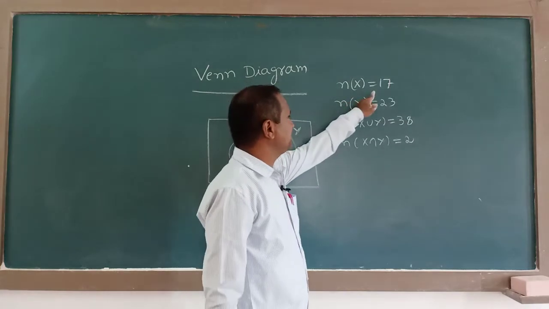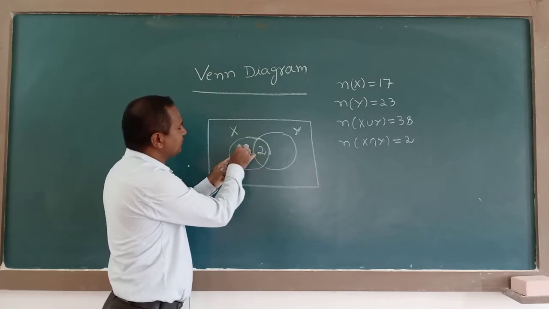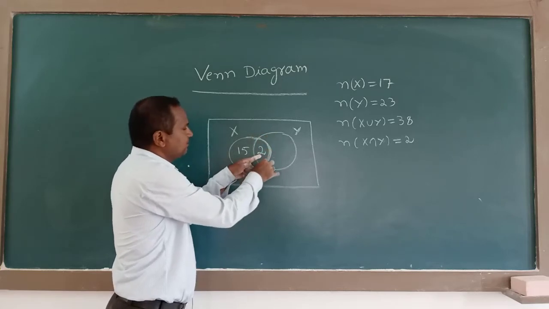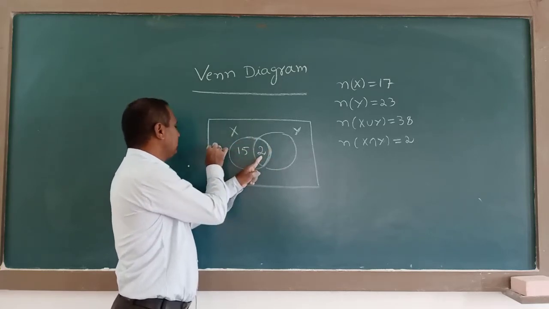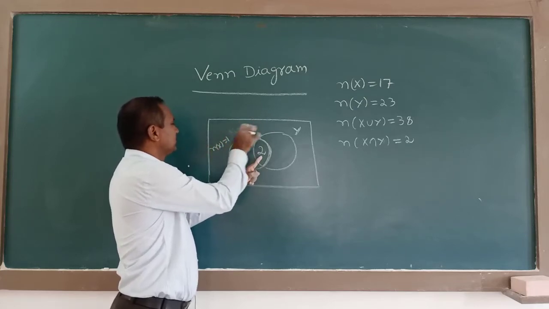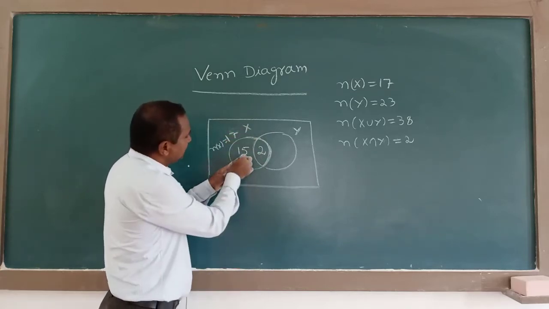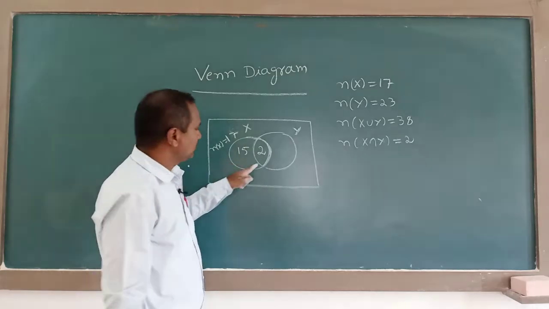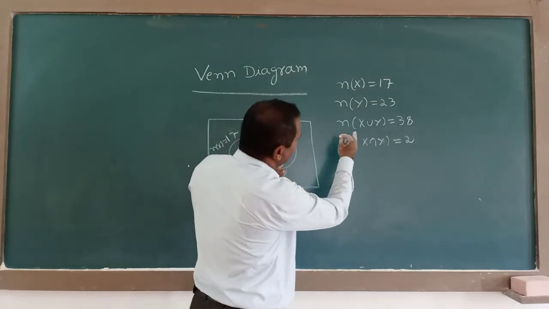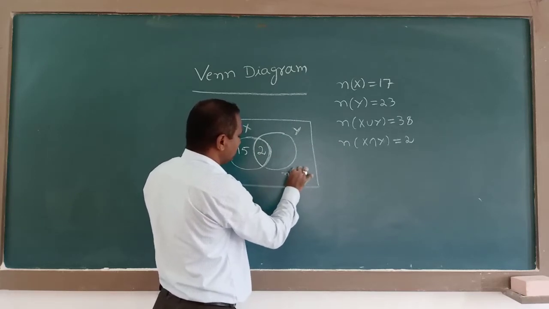Now n of x is 17 here. Already 2 is there commonly. That is 17 minus 2, which means 15. Already 2 is there, it is the 2 for set x. But totally n of x is equal to 17 here. They gave 17, so since 2 is already there, the remaining elements are 15. Next, that 2 is included for y also. And n of y elements, how many? N of y is 23 they gave. N of y is equal to 23 here.